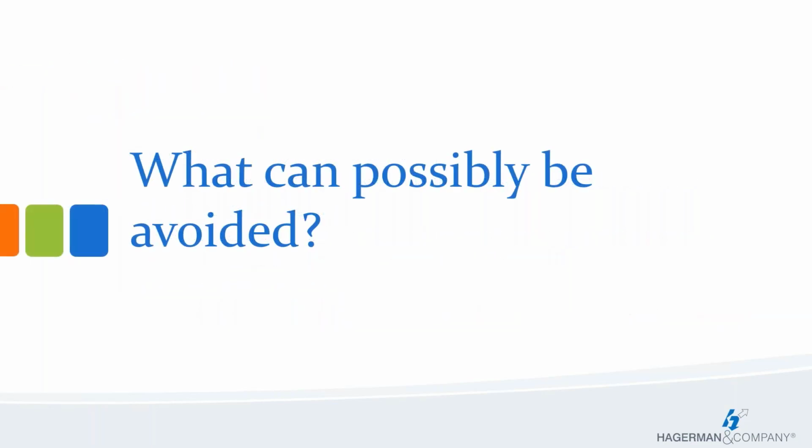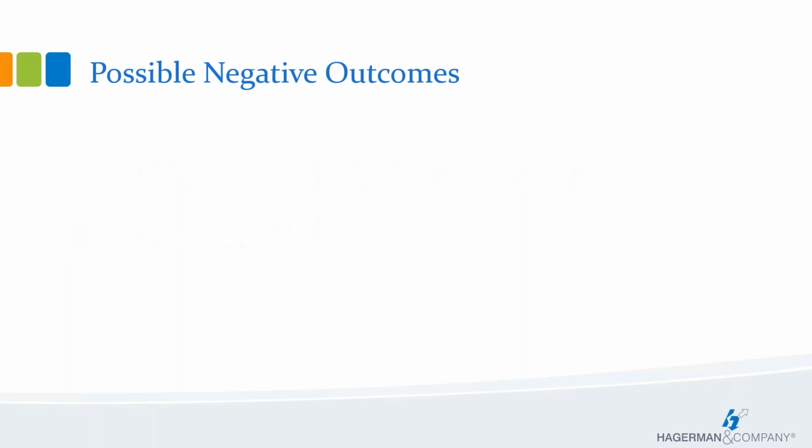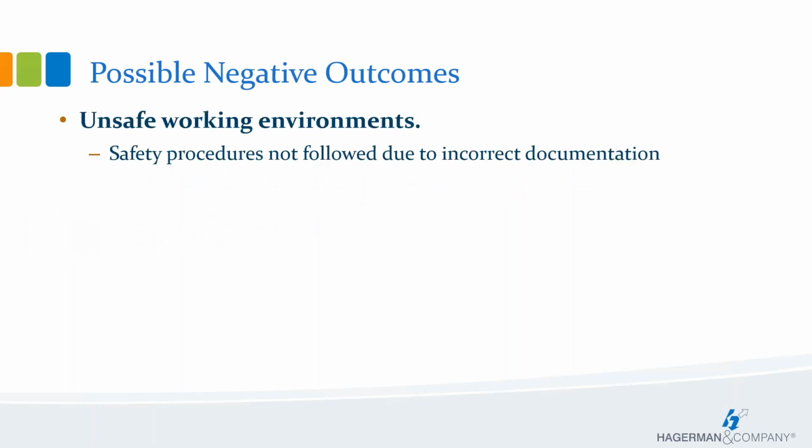So if these processes aren't leveraged or aren't taken advantage of, what is kind of the worst case scenario? What are the bad outcomes that could happen? Like we said, first, unsafe working environments. If the safety procedure is not followed, or if it has incorrect information, there could be a catastrophe. Somebody could get hurt. Somebody could miss a valve when they're isolating a piece of equipment, and it could be devastating.